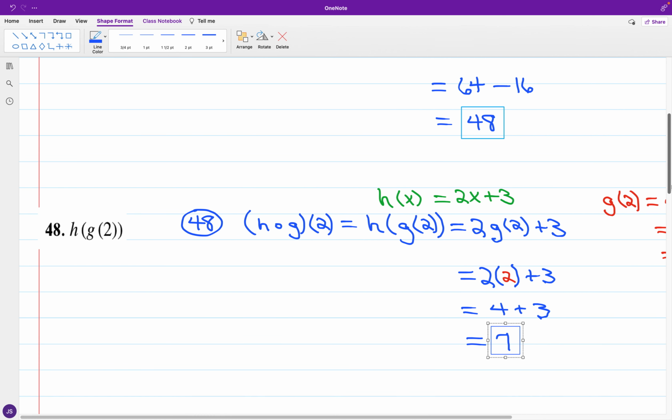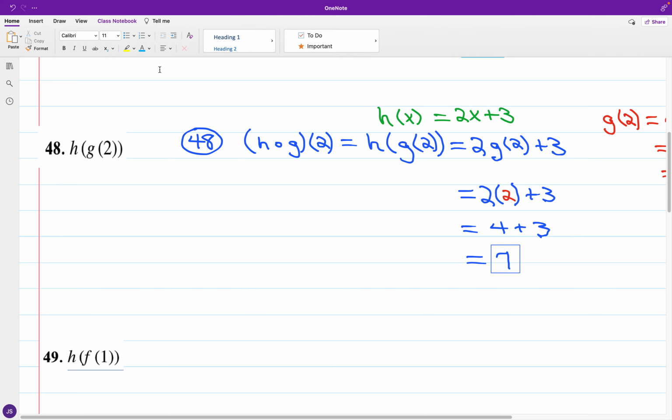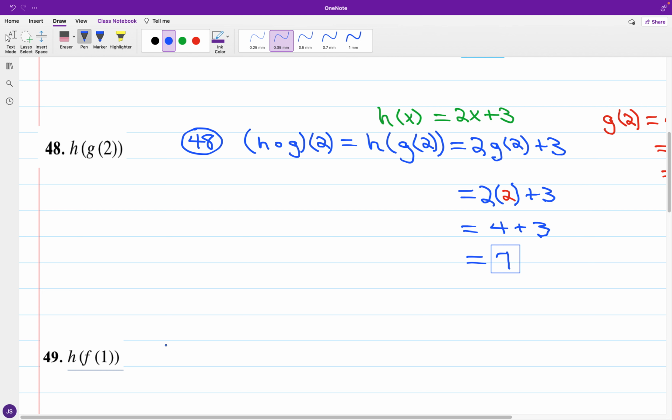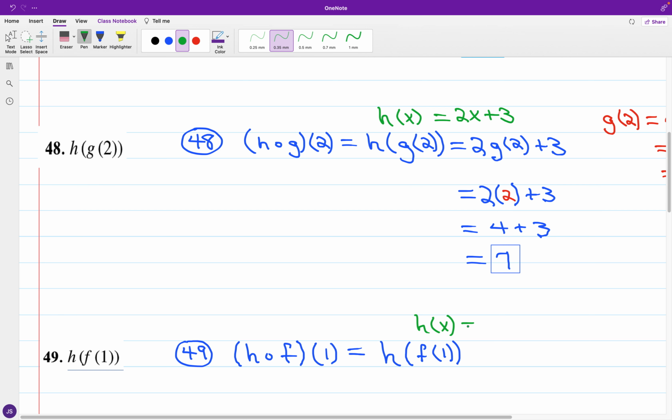All right, now for what we have in the case of number 49, now we have h of f of 1. And just reintroducing this again with composition notation, I have h composed with f of 1. So I have f of 1. And again, we're operating along the lines whereupon the output is in line with h of x. So again, h of the input is equal to 2 times the input plus 3.